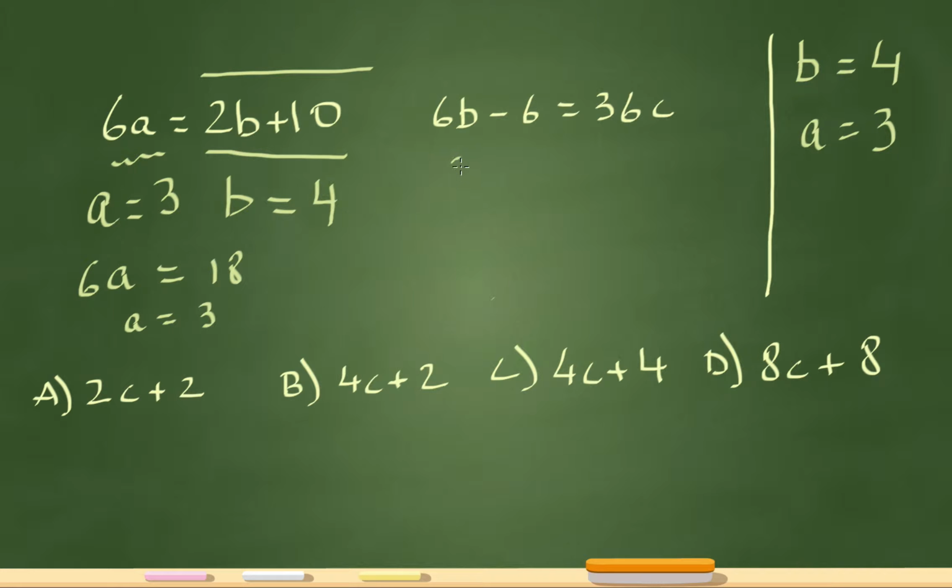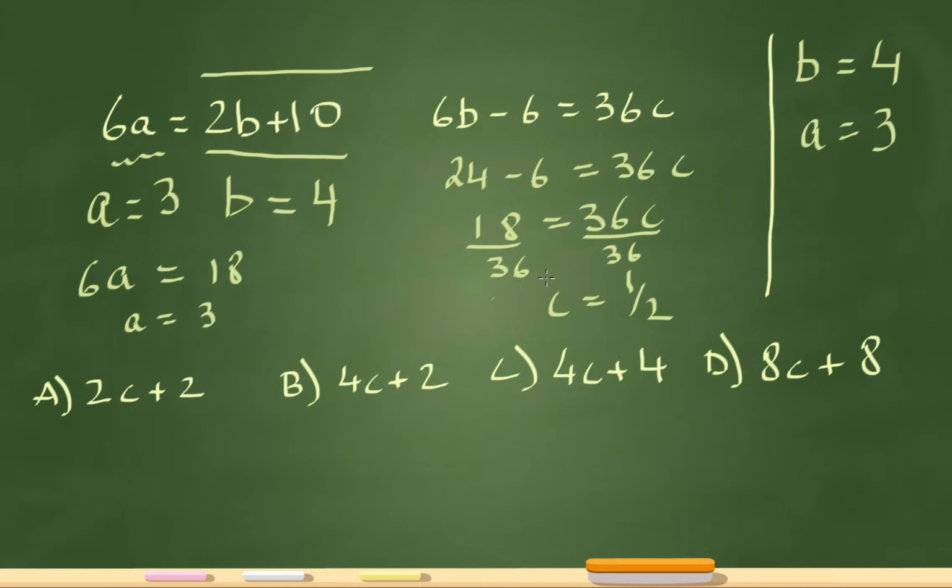So 6 times 4 is 24. 24 minus 6 equals 36c. Now I know that this is 18, so 18 equals 36c. Let's divide both sides by 36. And I know that c will equal 1/2, which is just 18 divided by 36. And now I also know what my variable c is.